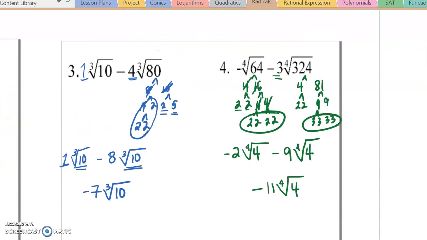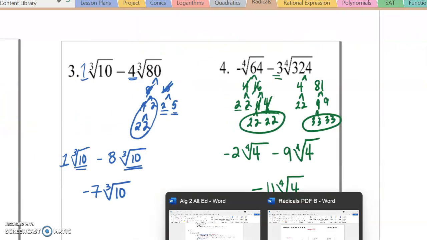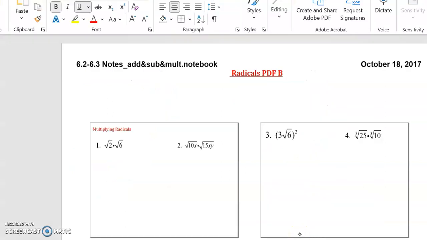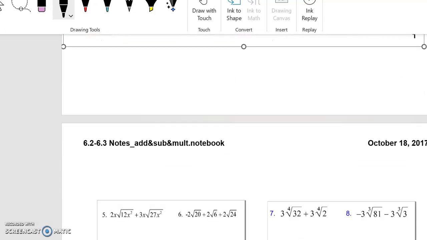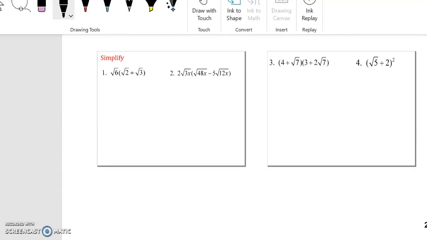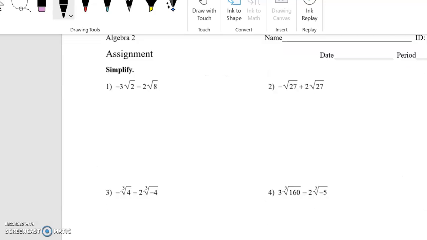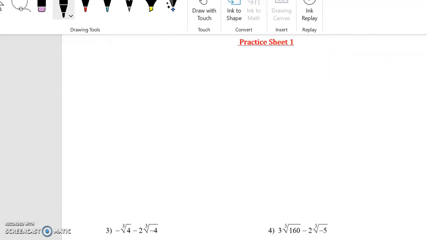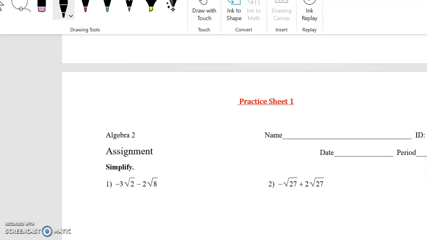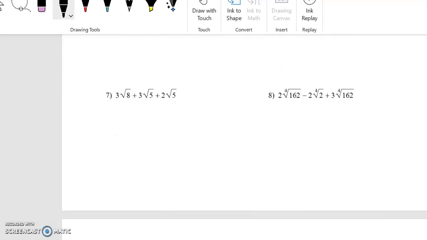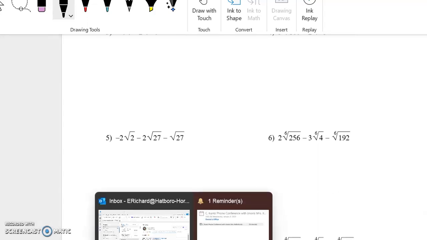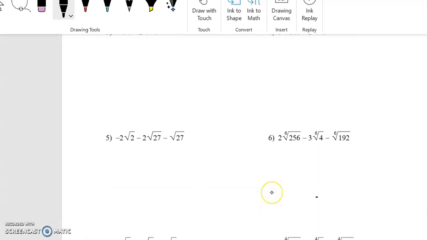At this point, why don't you take a break and go back to the PDF? And this is your note sheet, and we'll go down to practice number 1, and you can practice adding and subtracting some together. Okay, so please try practice sheet number 1, and we'll go over those answers together when you're done. Okay, and then you're going to come back to the video.